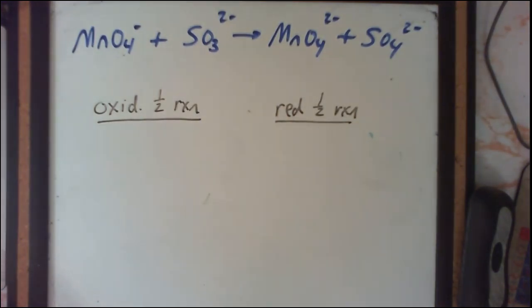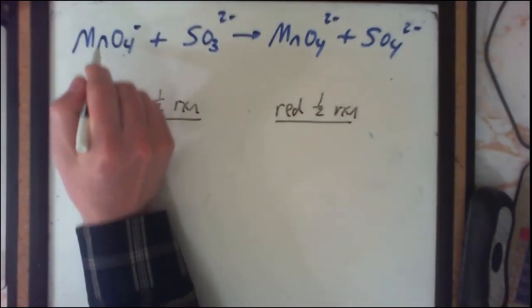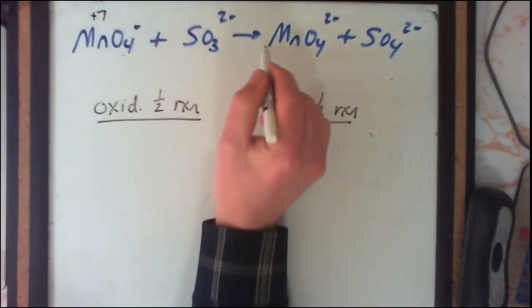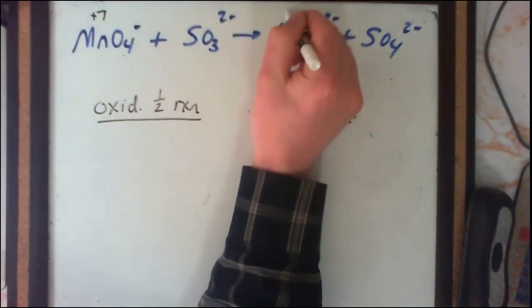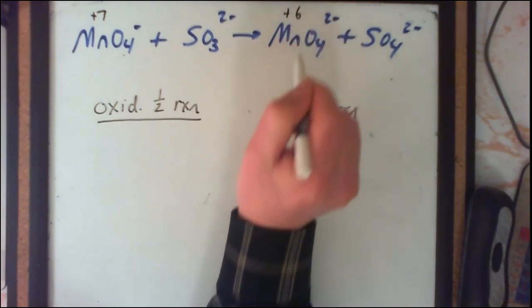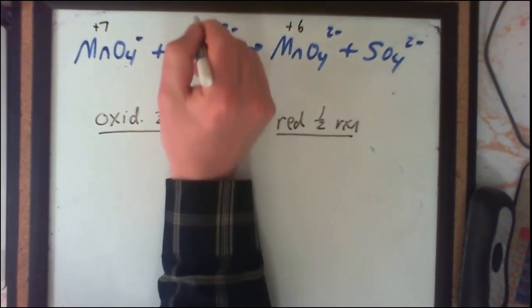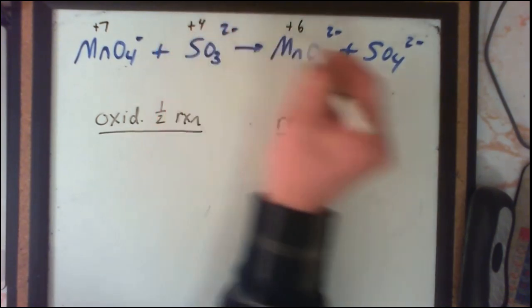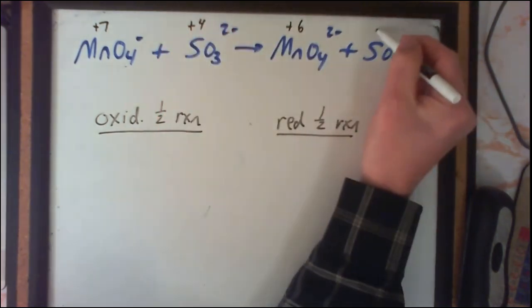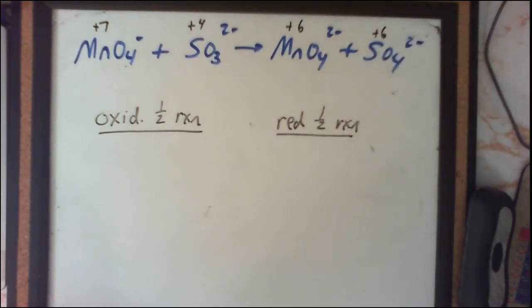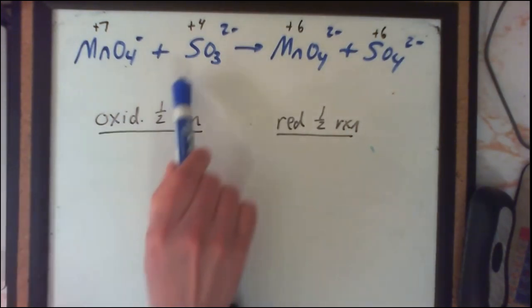The first step is to determine what is being oxidized, what's being reduced. So manganese has a +7 oxidation number. Manganese over on the product side, though, has a +6 oxidation number. Sulfur in the sulfite ion has a +4. Sulfur in the sulfate has a +6. And then 2 lessons ago, we talked about how to determine those numbers. So we can see then that what's being oxidized is the sulfur.